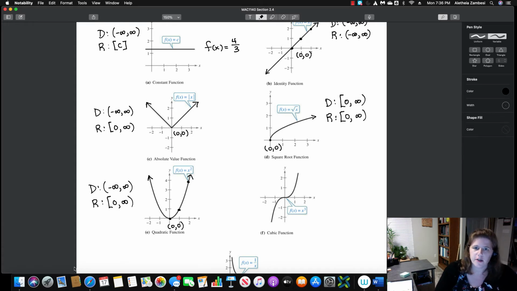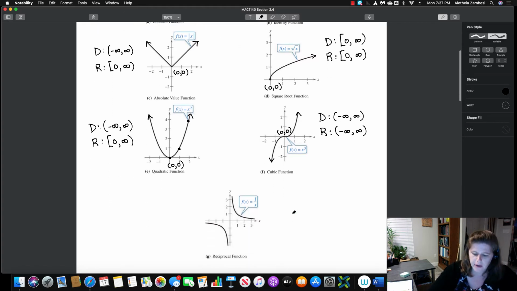Now, cubic functions are also a power function. So you're putting in a value of x and raising it to a power. Goes through the origin. Looks kind of like an S-curve a little bit. So here, the cubic function, x cubed, has a domain of all real numbers. Now, since we can cube a negative number and keep its sign, our range is also from negative infinity to infinity.